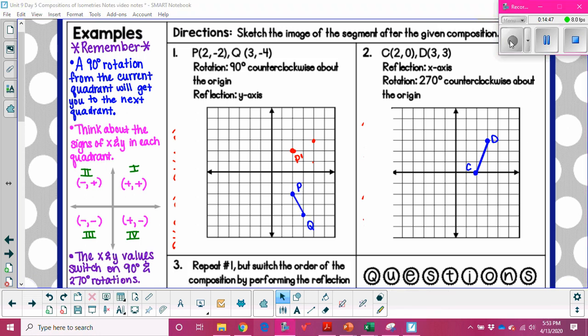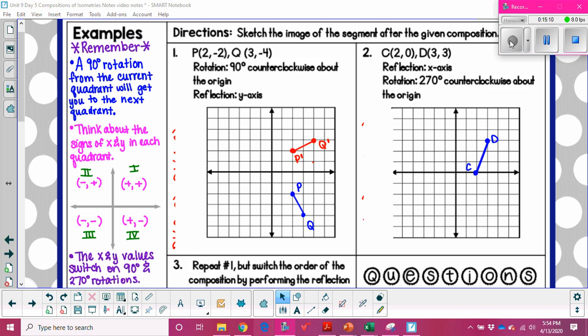All right, so looking at this, P prime is right here. And then Q prime is going to be at 4, 3, so it is right here. I'm just going to connect my dots, right there. Okay, so there is the rotation.